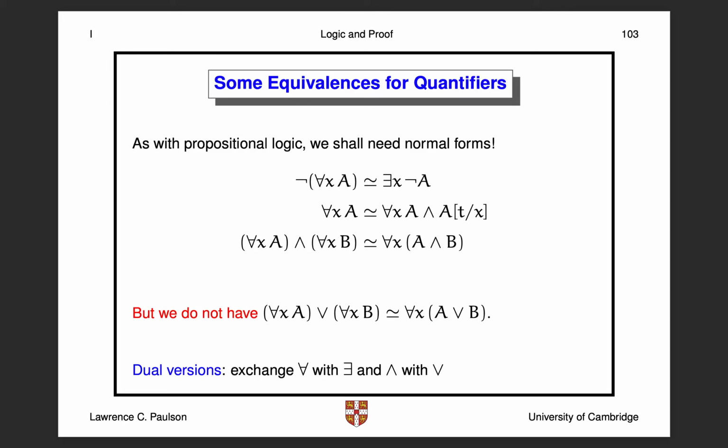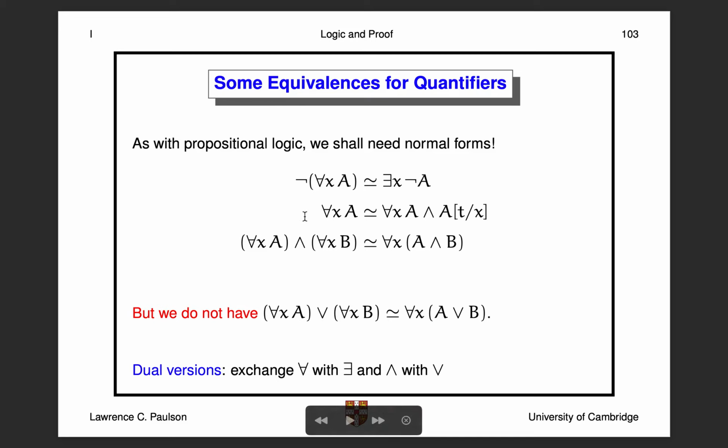As before, we'll need some normal forms, and so we need some further equivalences that will allow us to transform first-order formulas and to transform occurrences of quantifiers. The first one is a kind of De Morgan law for all and exists.